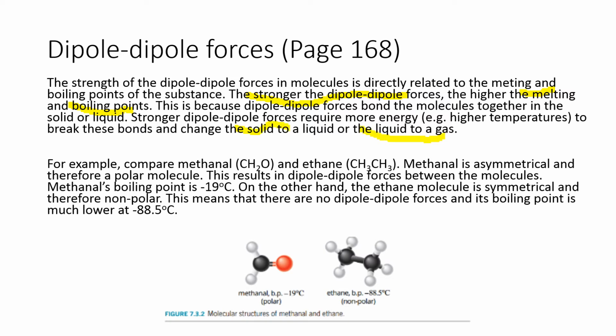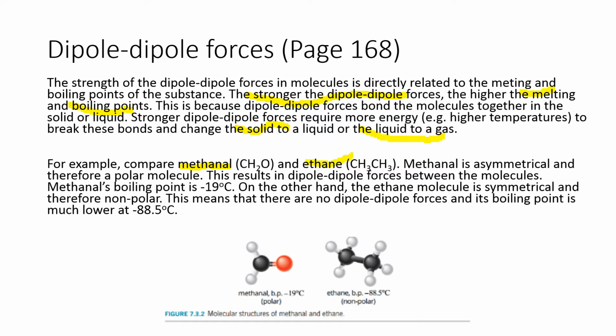For example, compare methanol, CH3OH, and ethane, CH3CH3. As you are probably aware, methanol is asymmetrical, based on what we have discussed in the last few lessons. The methanol structure looks something like this.